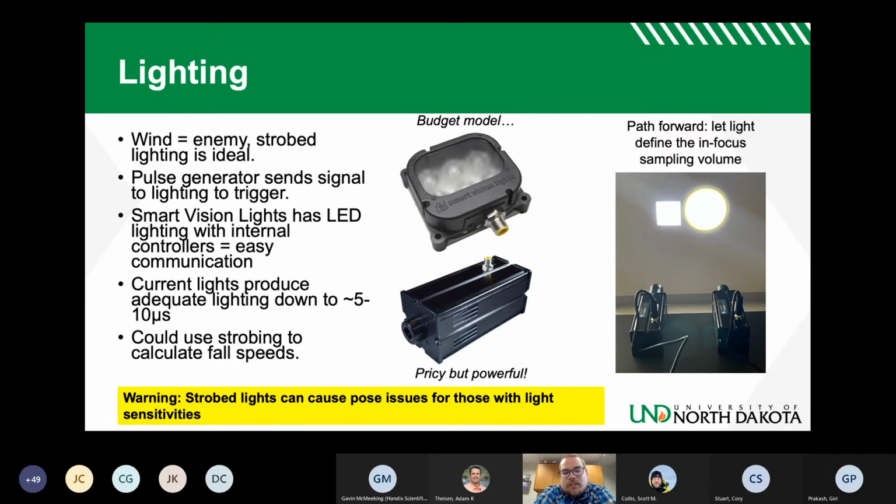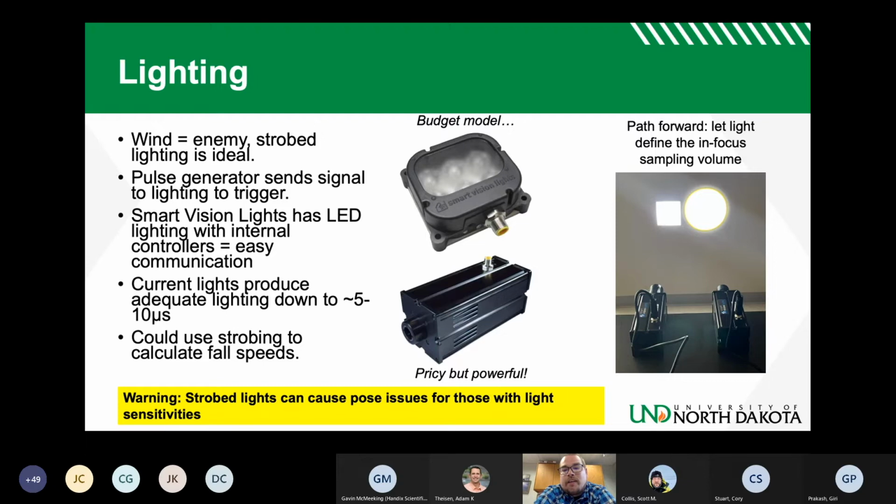One thing to note is they are strobe lights, so if you have anyone with light sensitivities, you have to watch out around these things. But overall, it's a much more elegant solution than constant lighting because it takes a lot less power, and you can actually use lenses on these types of lights to define the sampling volume.